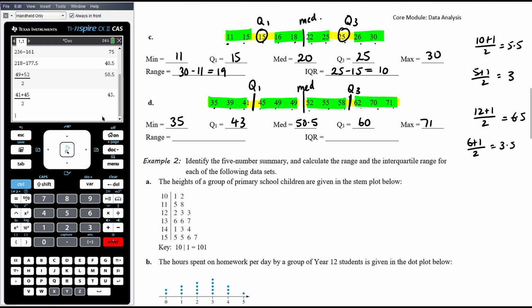Let's just work out our range and interquartile range. So 71 minus 35 here, so that's 36. Use your CAS if you need. Interquartile range 60 minus 43, so that's going to be 17.